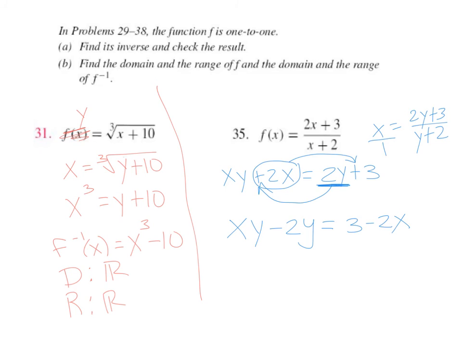So I just subtracted in one shot. Now I have two y's in the problem. I need to go from 2 y's down to 1 y. I do that by factoring the y out. Now I'm down to 1 y value. So y equals 3 minus 2x over x minus 2. And that's your inverse.